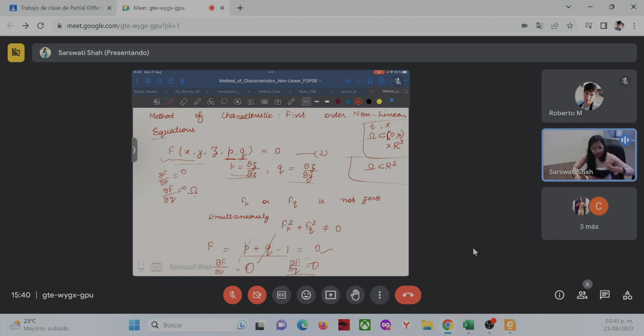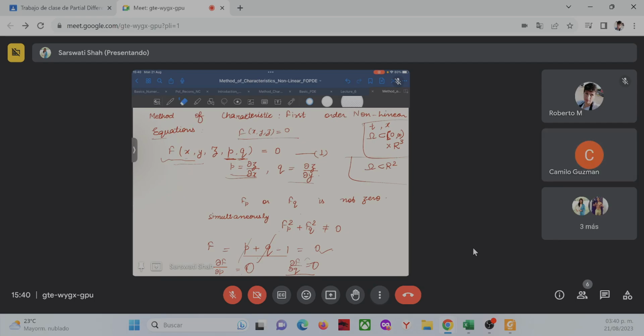Simultaneously means at the same point these should not be 0, because if at the same point it is 0, then at that point this function will reduce to this function. And what is this? It is an algebraic equation. It is not a partial differential equation. Did you get that point? Yeah. Clear. So every time when we write something, there is a reason behind that.